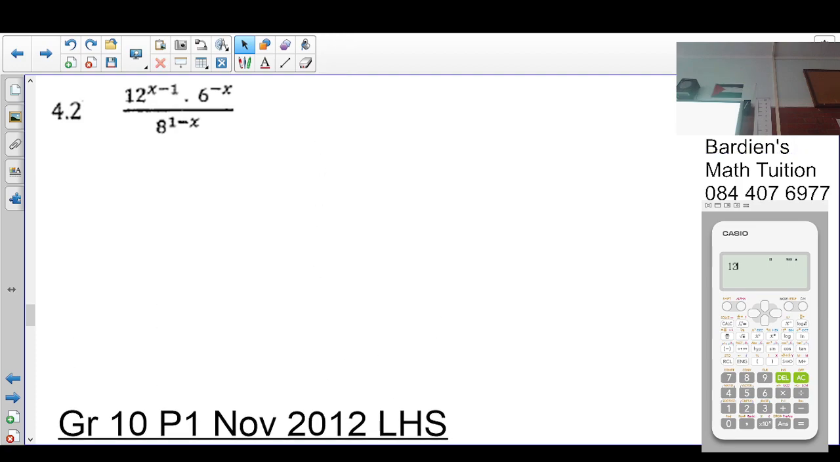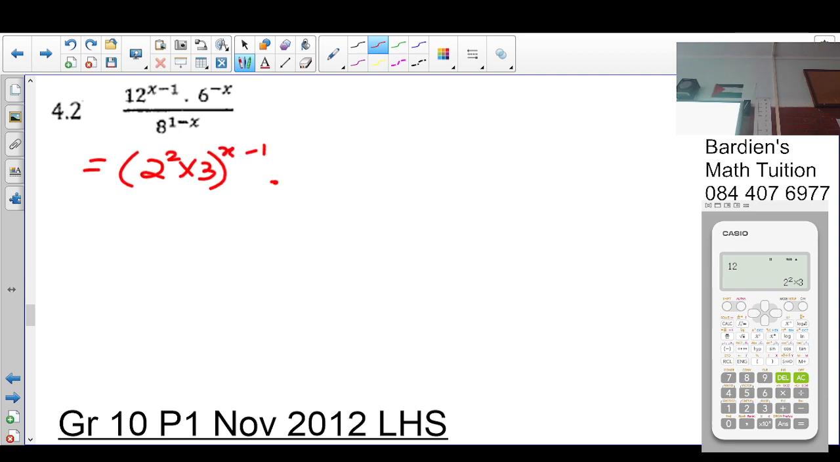4.2. Now if we look at 12, put in the calculator 12 equals, shift, factorize. So that can be written as 2 squared times 3. I'm writing the products of its prime factors. So 12 to the x minus 1 times 6 can be written as 2 times 3 raised to the negative x, over 8, which of course can be written as 2 cubed raised to the 1 minus x.